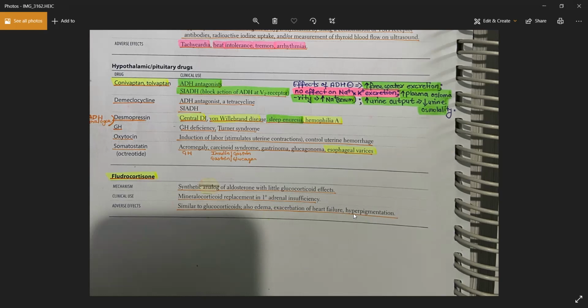Can anyone tell me why hyperpigmentation? Increased synthesis of ACTH because of no negative feedback. Yeah, exactly. Okay, so remember the side effects, remember the use, and remember the type of drug it is. Okay. Any doubt on this page?